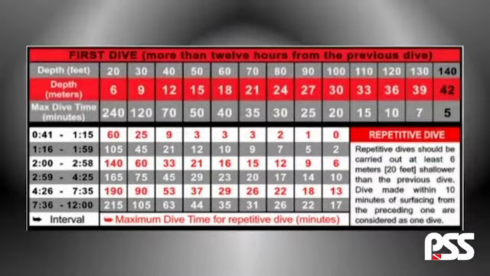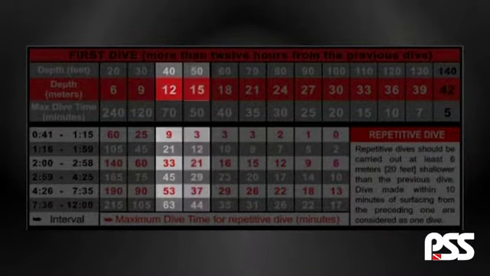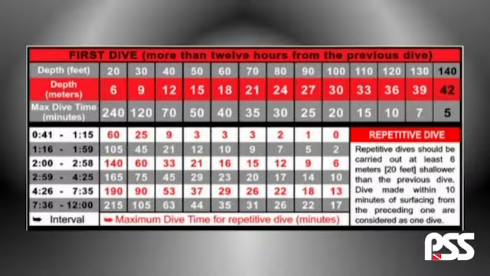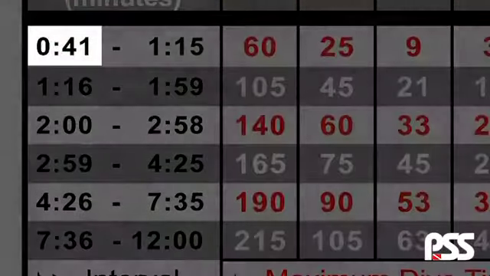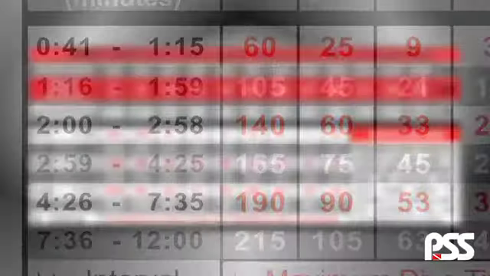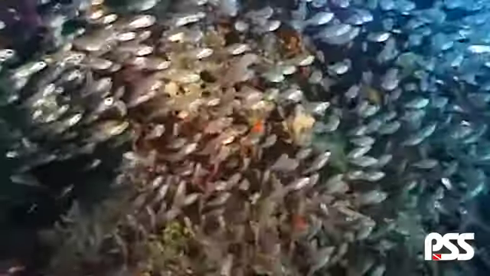The maximum dive time given for each depth is reduced to take into account the quantity of excess inert gases still dissolved in our body tissues. As you will notice, the minimum interval between a first and a repetitive dive is 41 minutes. Therefore, you must spend at least 41 minutes on the surface before you can make a second dive. Another important rule regarding repetitive dives is that the second dive should be made at least 6 meters, 20 feet, shallower than the previous one.